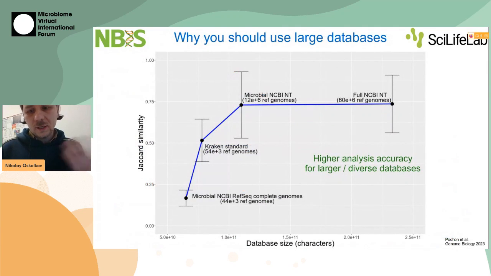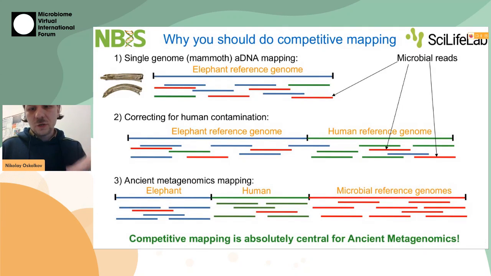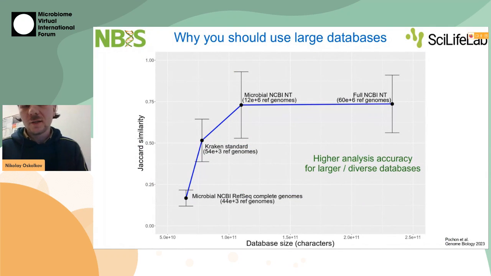And that's very true: in order to do a better analysis, you need big databases. So that's the second key principle of aMeta. What we show in our paper, based on simulations, is that bigger databases provide higher analysis accuracy. On the y-axis here, I plot the Jaccard similarity, intersection over union, between the simulated microbiome and the reconstructed microbiome. And it turns out that in order to get a better reconstruction of the simulated ground truth microbiome, you need to utilize larger databases.